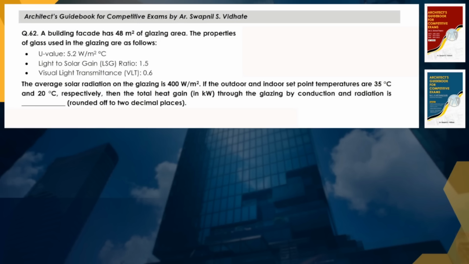If the outdoor and indoor set point temperatures are 35 degrees Celsius and 20 degrees Celsius respectively, then the total heat gain in kilowatt through the glazing by conduction and radiation is how much? The answer they are expecting should be rounded off to two decimal places. Now, a similar question was earlier asked in GATE 2009 at question 55. You can check this particular question in set 1.